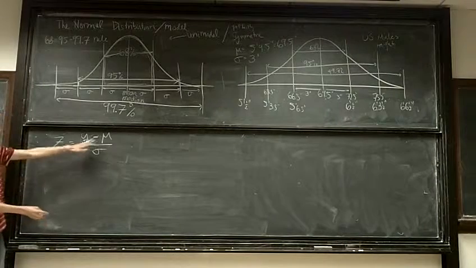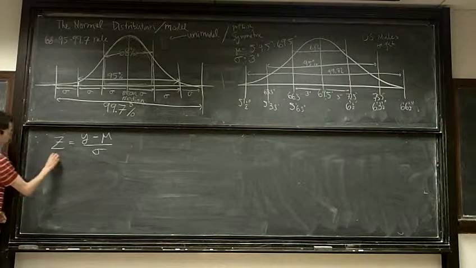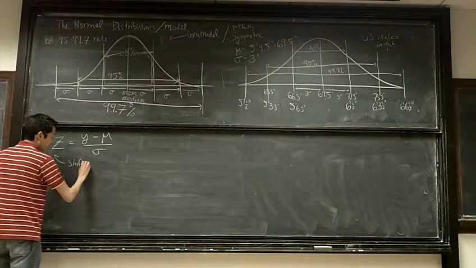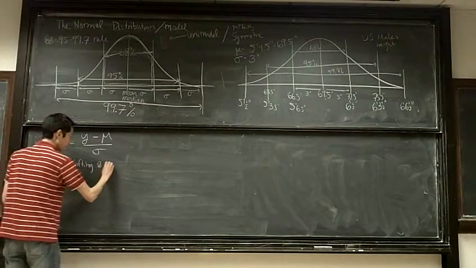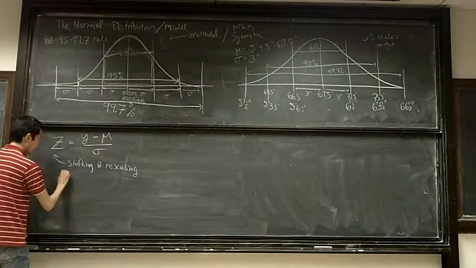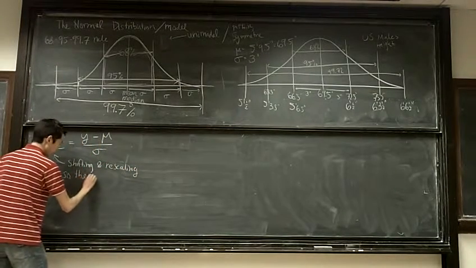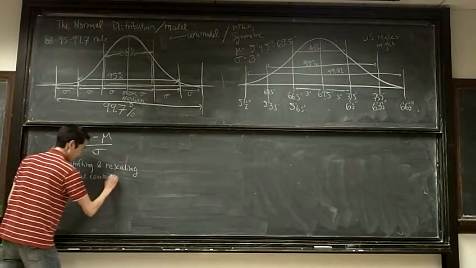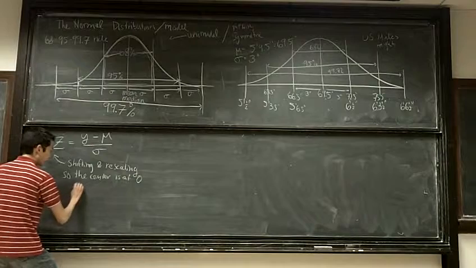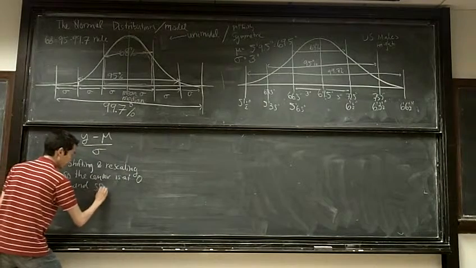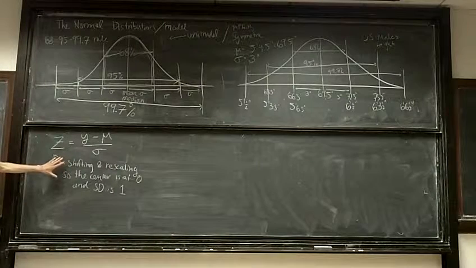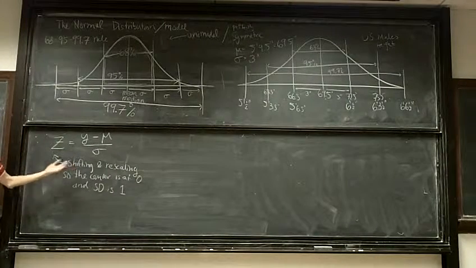And so when we go to a z-score, what we're actually doing is shifting and rescaling. So the center is at 0, and the standard deviation is 1. Okay, and that's what we're doing when we find a z-score.